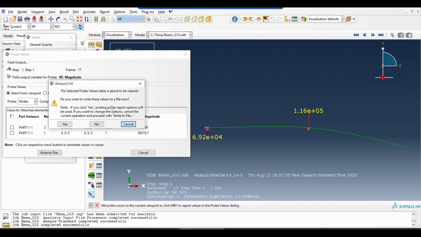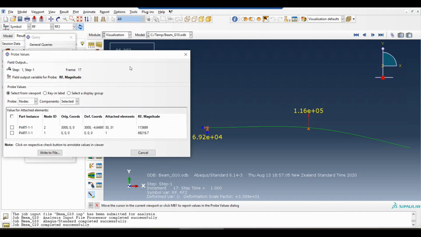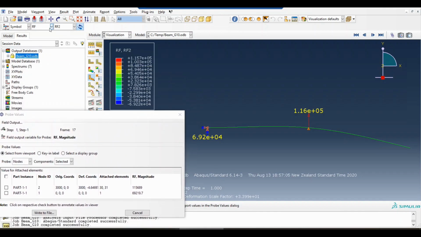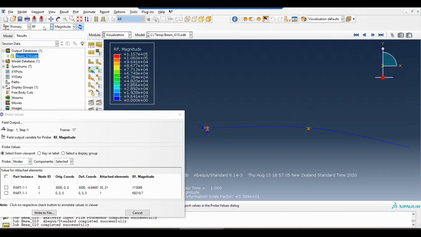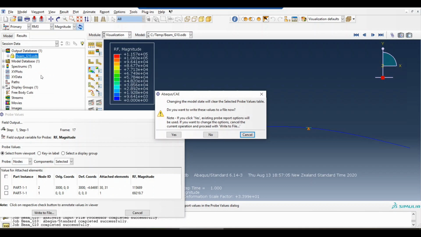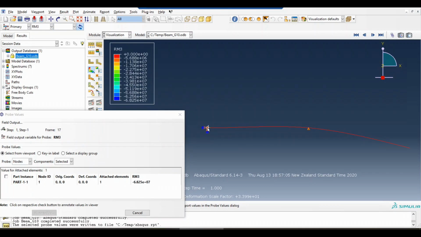Now we can go to our moments, if there are any. So you can go to primary. That's our moment. Yes, the section should produce a reaction moment here.